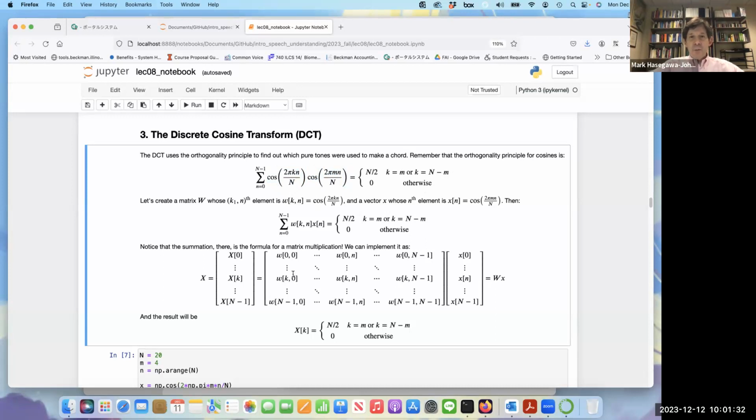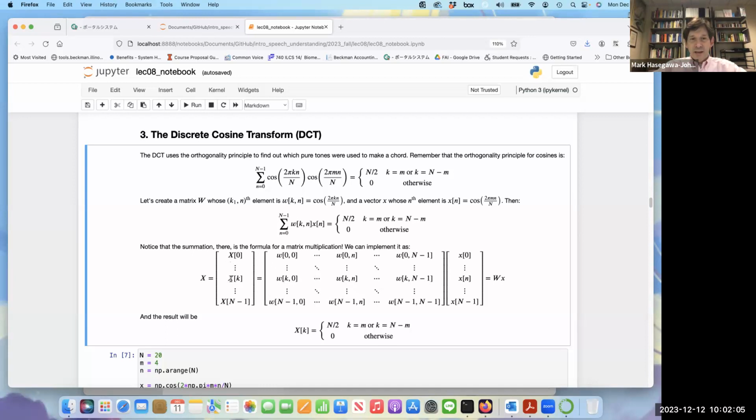All right. So the way I'm going to do that is I'm going to create a matrix W, and I'm going to do a matrix times a vector. I'm going to take the input signal, the minor chord, and make it a vector small x of n. And then each row of this matrix, I'm going to make a pure tone at a different frequency. So the first row will be a pure tone at 0 hertz. The second will be a pure tone at the first possible frequency, and so on. Each row of this matrix will be a pure tone at a different frequency.